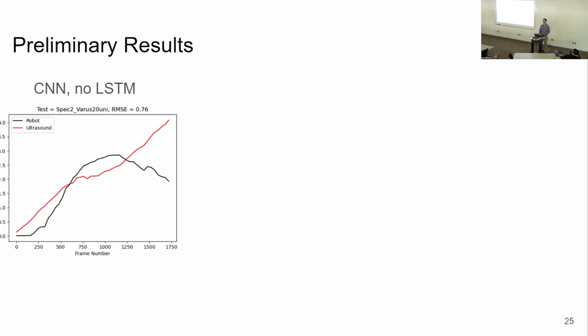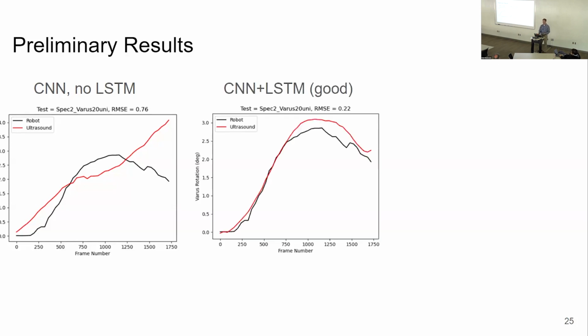This is the case with the convolutional layers, but no LSTM layer. As you can see, it goes up, but it just keeps going up, so it doesn't track very well. So we're kind of like, what the heck's going on there? That's when we implemented the LSTM. And this is a good case of the LSTM, where it tracks very well. It follows the curve very well. A little higher, but overall, we're very pleased with that result.